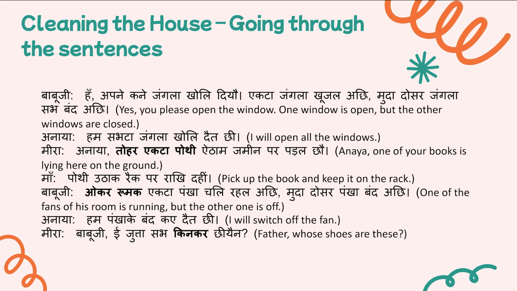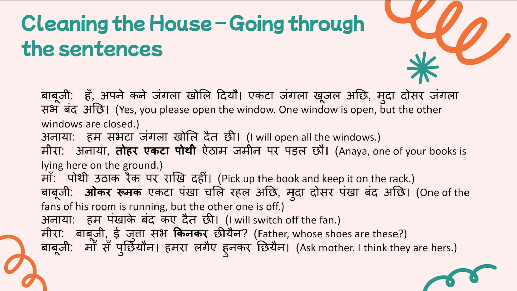Then Meera says, Babuji, ई जूता सब किनकर छियन. Now here you see the word kinkar. That is a question possessive marker. So it is asking whose. We will learn about it later. So it basically means ई जूता सब, that is these shoes all. Whose shoes are all these?